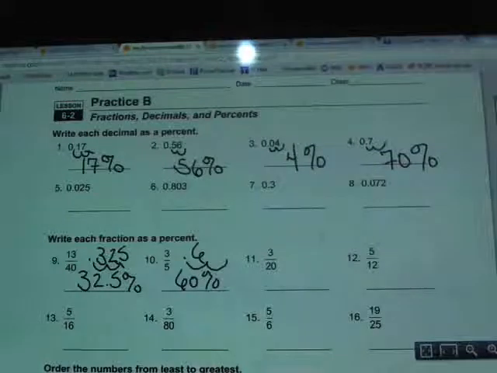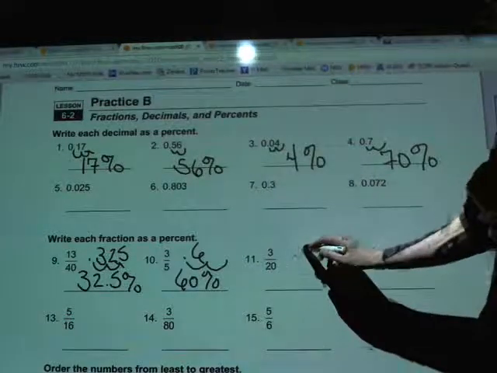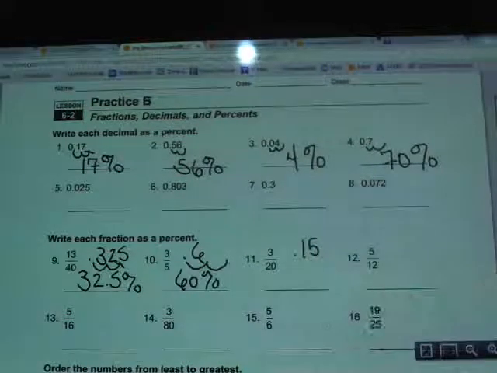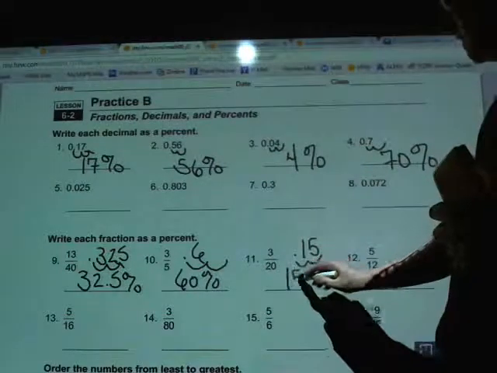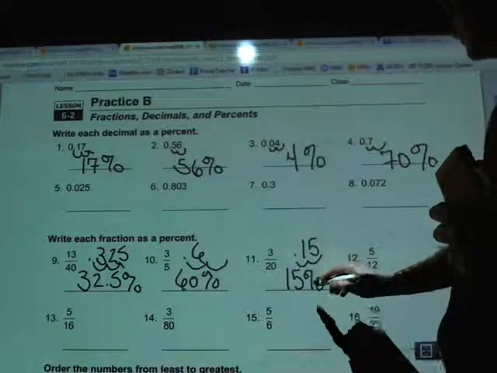In number 11, we've got 3/20. So I'm going to do 3 divided by 20. 3 divided by 20 is 0.15. And now that I have that, I'm going to move that decimal 2 times to the right and add a percent sign. So 0.15 becomes 15. Add a percent sign after it for 15%.